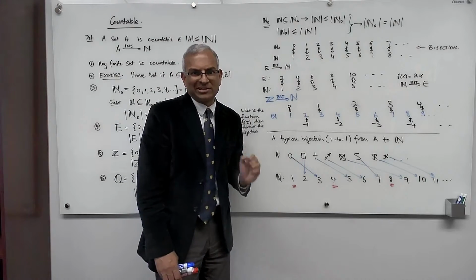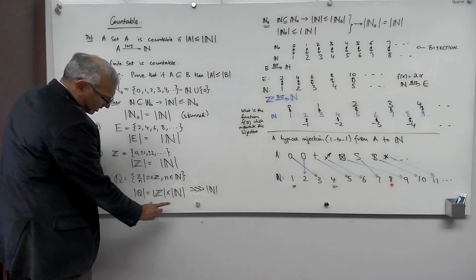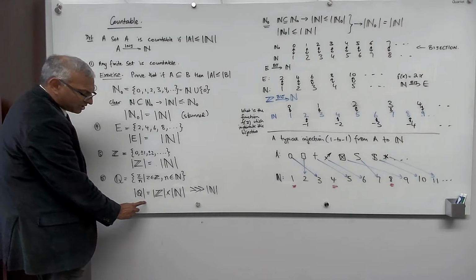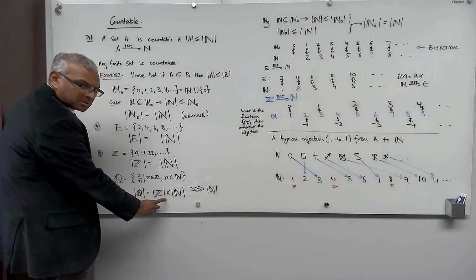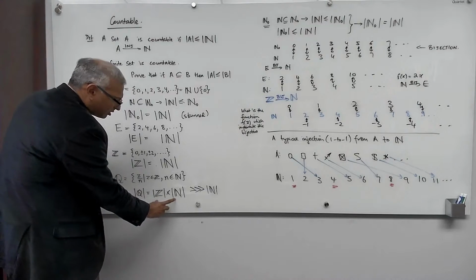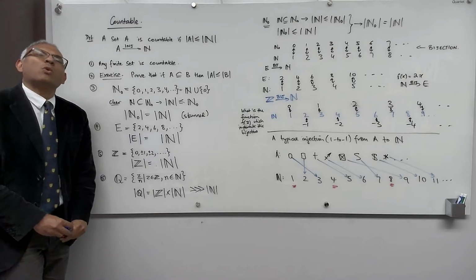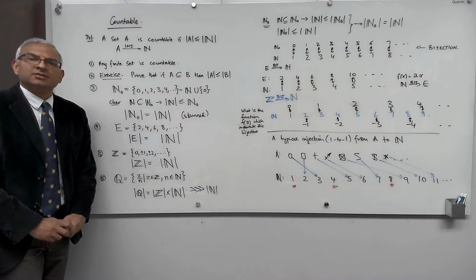I want to get to the rational numbers because that's the interesting guy. It looks like the cardinality of the rational numbers is a huge number, infinity, times a huge number, infinity. We might expect that the cardinality of the rational numbers is much bigger than the cardinality of the natural numbers. There are way more rational numbers than natural numbers.